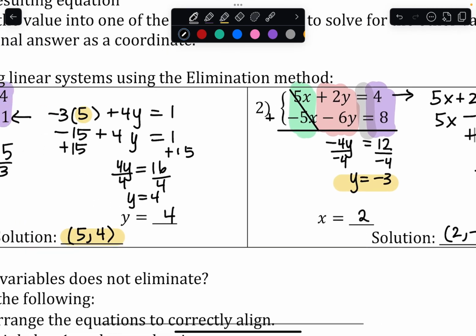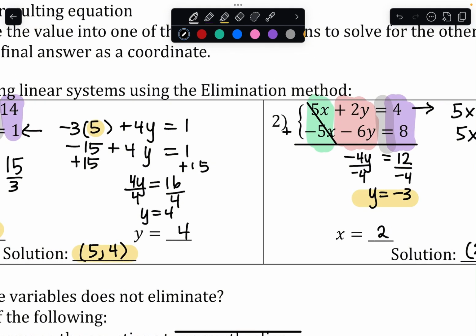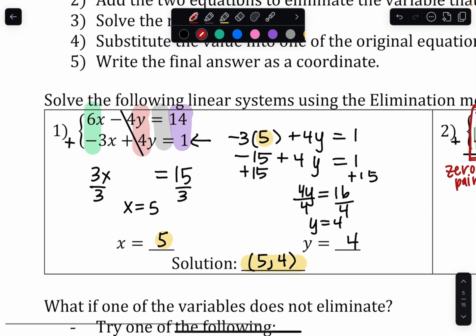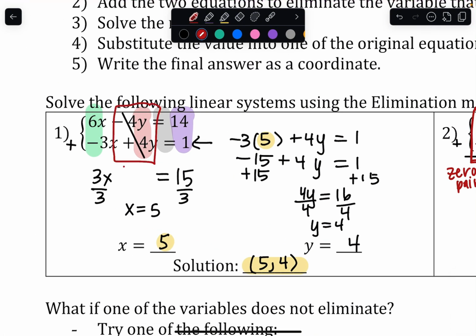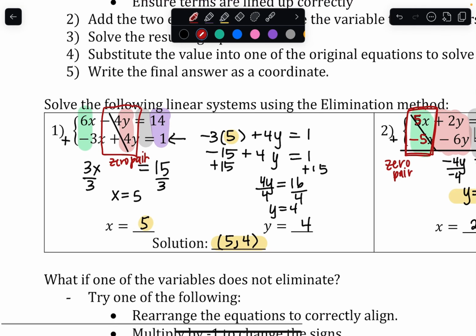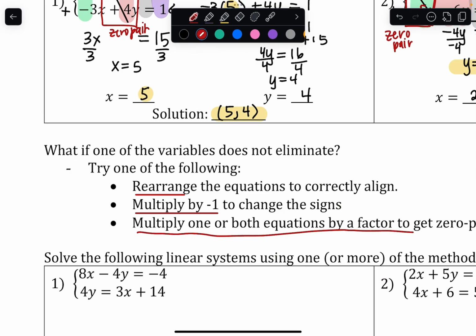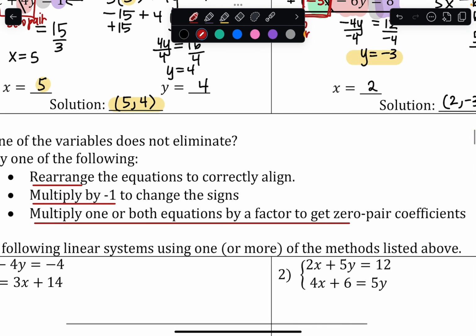Now, these two examples were set up very nicely for one of the variables to get eliminated because we have what is called a zero pair. When they have the same coefficient but opposite signs, they add to 0. Okay, and here we had a 0 pair in the y's. If we don't have that set up, we can rearrange and even scale our equation. So we could rearrange, we can multiply by a negative 1, or we can even multiply one or both equations by a factor to get a 0 pair.